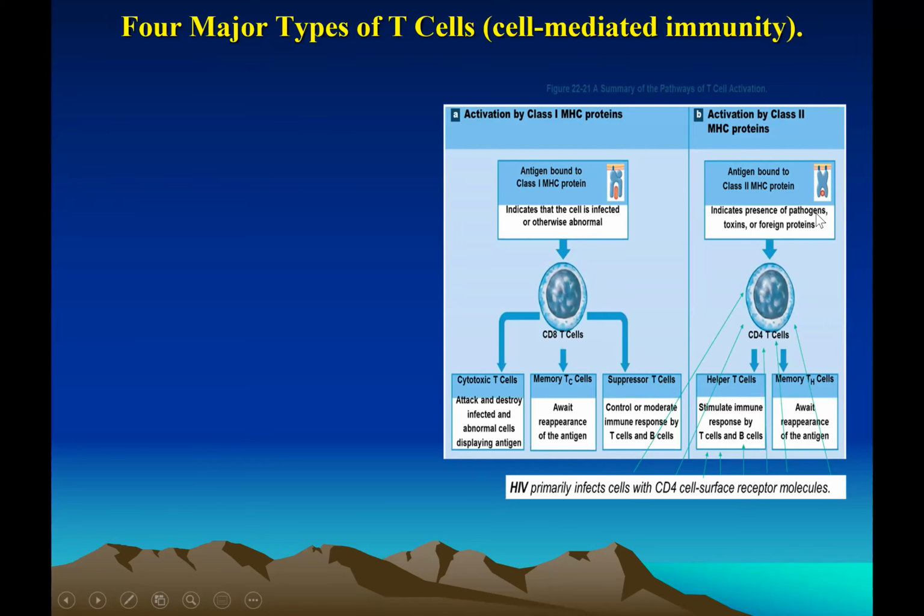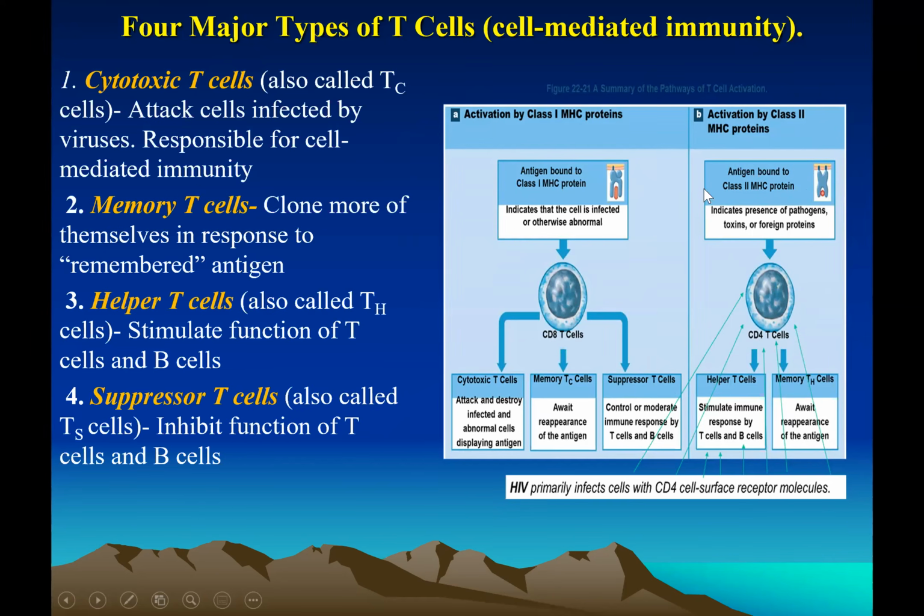When a T cell encounters an MHC class 2 protein, the cell that is going to respond is called the CD4 T cell. And this is the T cell that HIV infects. That's why it is so serious. So there are two types of T cells for the two types of major histocompatibility proteins. And there are four different types of T cells that will take care of the invader.